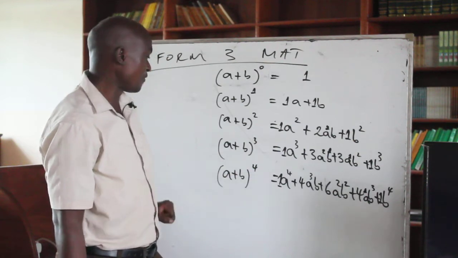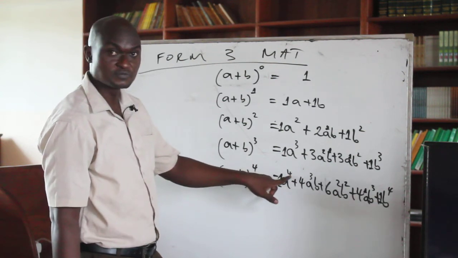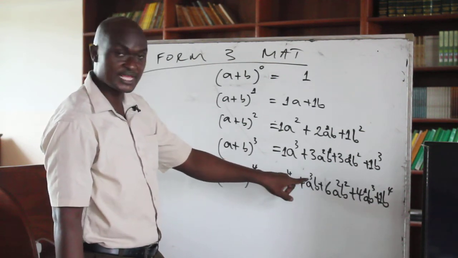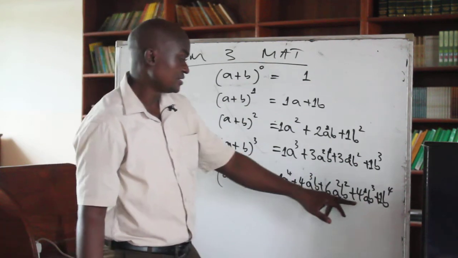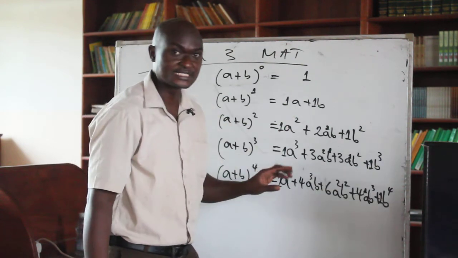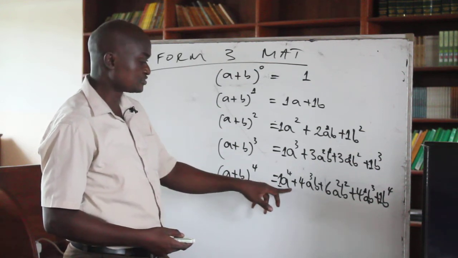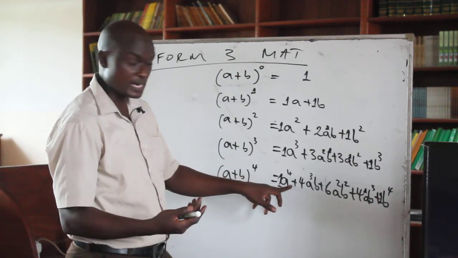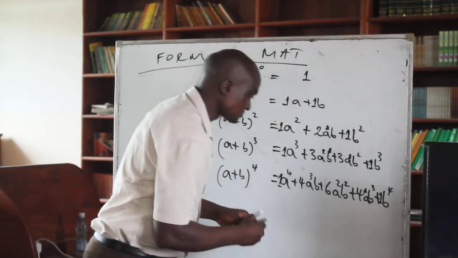When you come to power 4, in the first term here it is power 4. In the second term it's power 3, it reduces by 1. In the third term it's power 2, reduces by 1. In the fourth term it's power 1. And then here should be power 0, so we don't even write it. While for the second term, in the first term here it should be power 0, so we don't write it because it's 1. Second term it's power 1, that's why it is there as B.